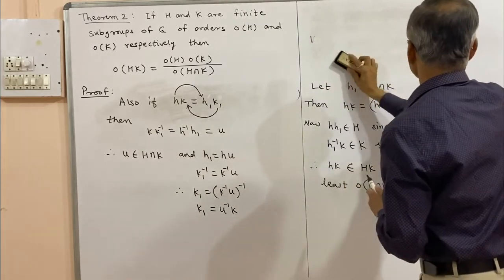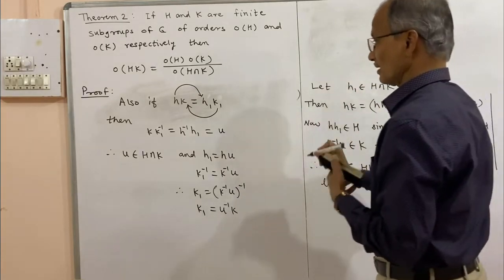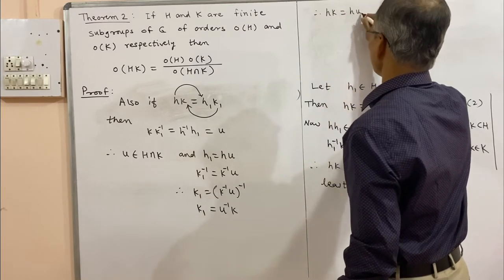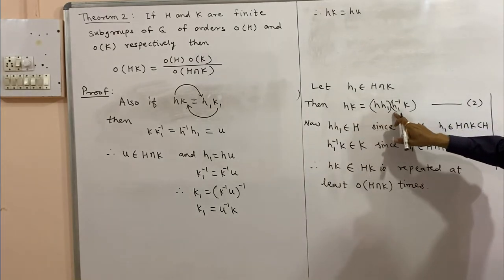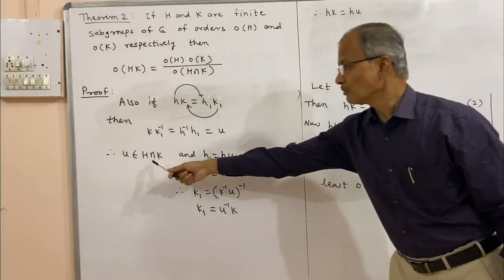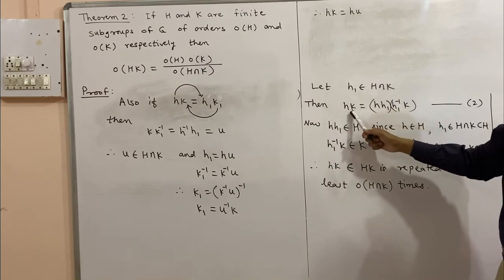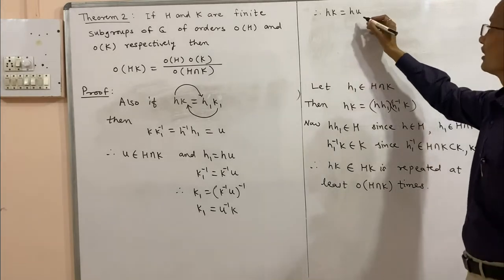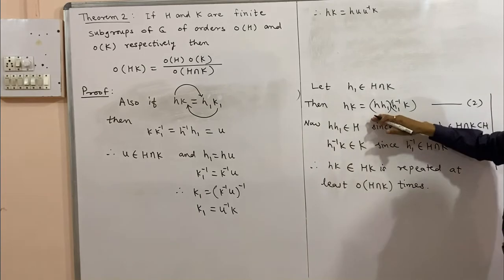Now we can consider again HK. So HK can now be written as, in terms of U we will write HU like this, H1 inverse K. Instead of H1 we consider now U, because here U belongs to H intersection K and here H1 belongs to H intersection K. This HK is written in terms of H1 and its inverse. Now this HK we shall write in terms of U and inverse of U into K.